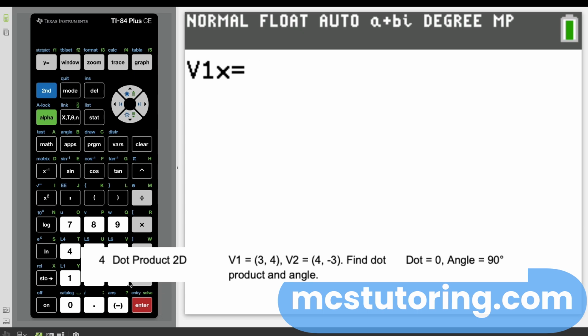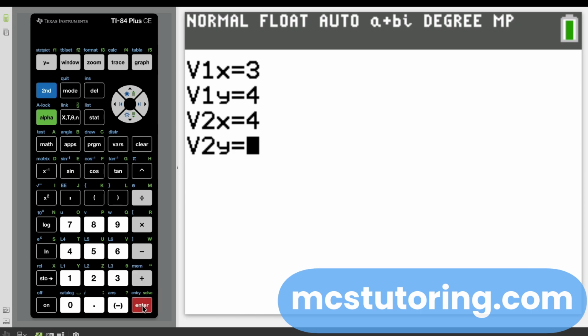So v1x is 3, v1y is 4, v2x equals 4, and v2y is negative 3. Now, one word of advice here, the negative sign is right below the 3 key right here. Make sure you use that. So we use the negative key here below the 3. So that's going to be negative 3.